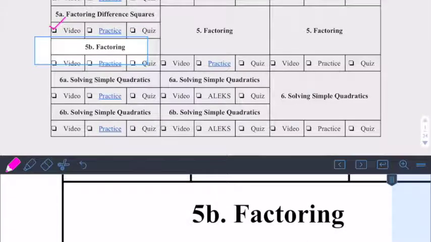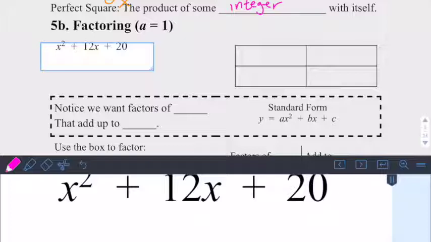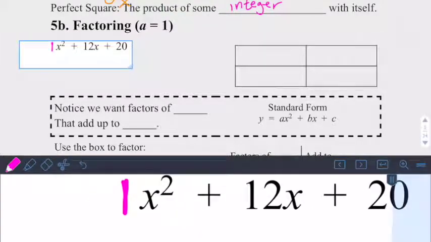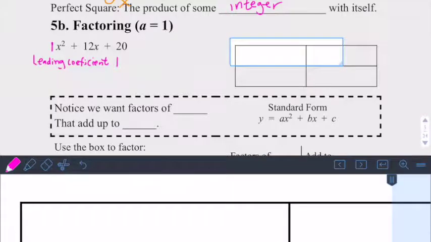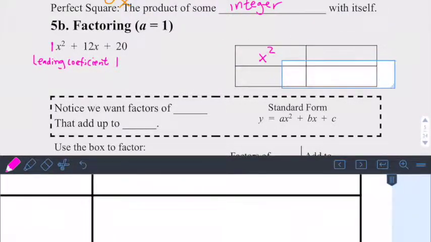This is 5b, factoring. So now let's factor with a equal to 1. Remember in our standard form, a is that first number. We call that the leading coefficient. So I'm going to put x squared in my table, and I'm going to put 20 in my table.